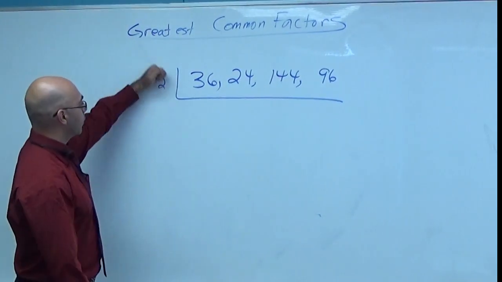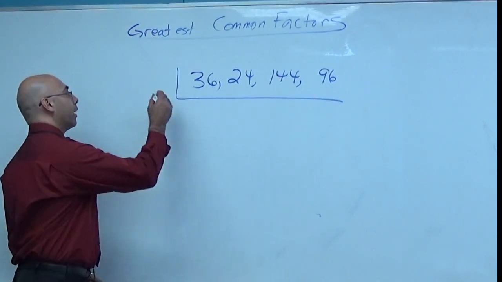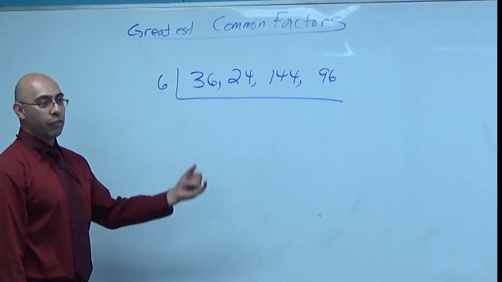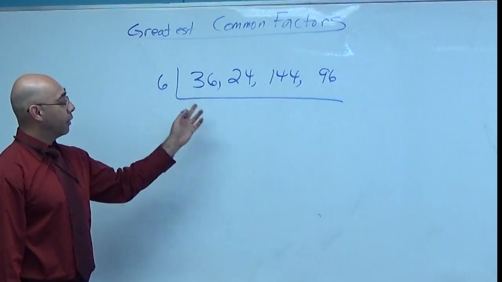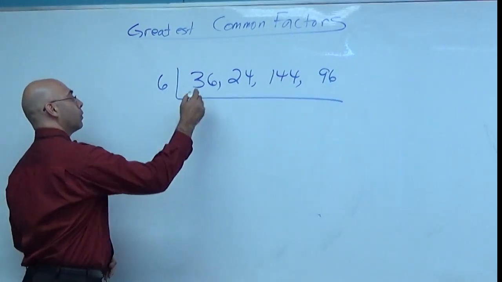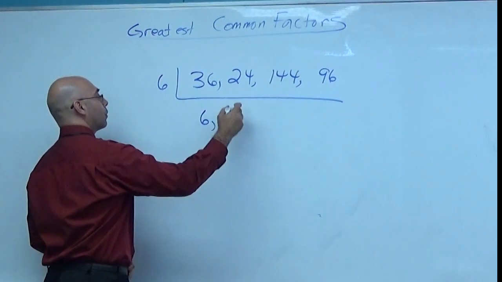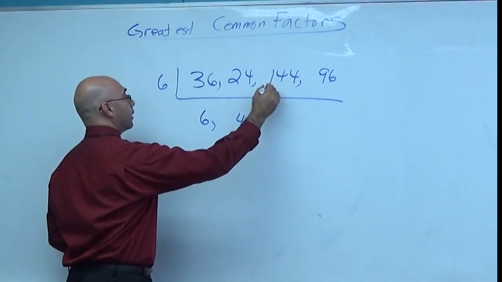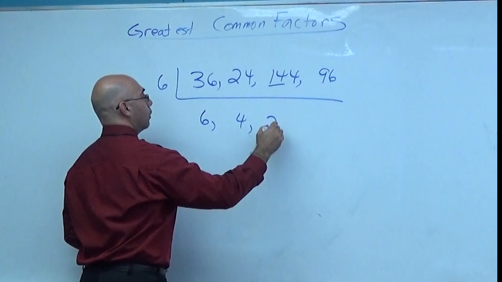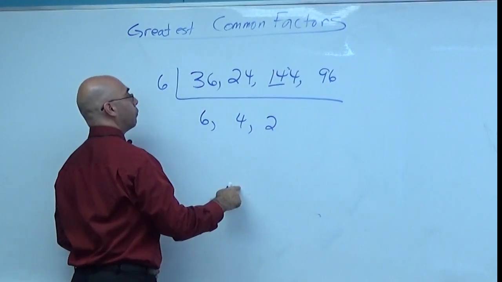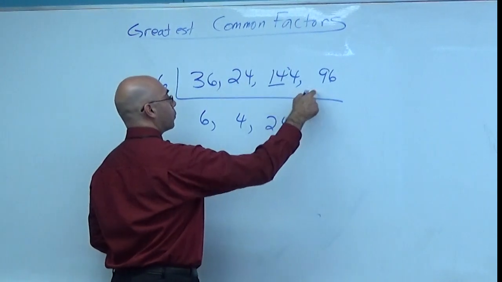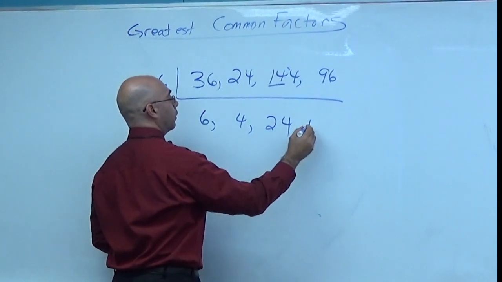Guess what 3 times 2 is? 6. So I can divide it by 6. So that's the rule for 6. If you can divide it by 3 and you can divide it by 2, then you can divide it by 6. 6 goes into 36 6 times. 6 goes into 24 4 times. 6 goes into 144 how many times? 24, with 2 left over. 6 goes into 24 4 times. We already said that over here. 6 goes into 96 how many times? 16.